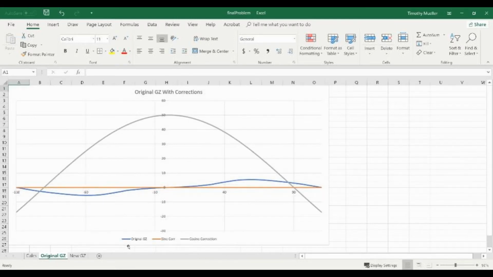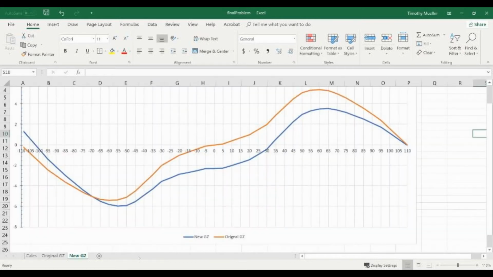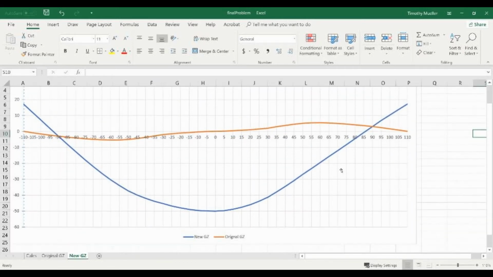Now, if we go here, the blue is the original curve, albeit very squashed down. Now this cosine correction is enormous, where the original righting arms were right around 6 or so. This cosine correction starts around 50. Now it jumps all the way down and is harming the ship's stability. How do these curves look? All right, so the orange was the original. Now the blue is our new GZ. Let's take a look at how it happens.